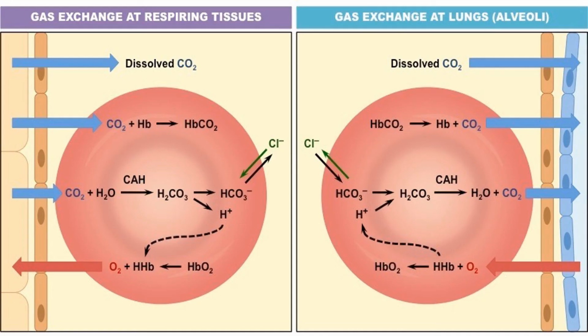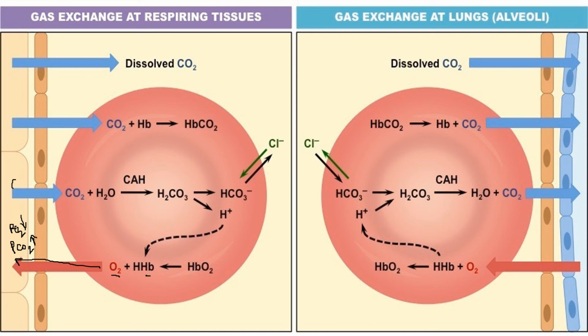At the tissues, the gaseous exchange, and at the alveoli of lungs, the exchange of gas. Here, at the tissues, you can see the partial pressure of oxygen is less and the partial pressure of carbon dioxide is more. So, this favors the dissociation of oxyhemoglobin to release hemoglobin and oxygen. This oxygen is utilized or taken up by the cell.